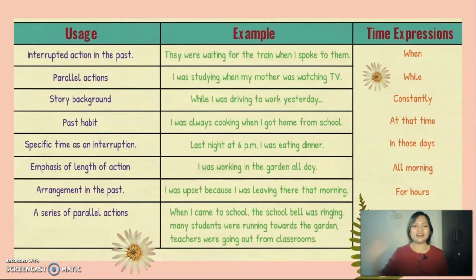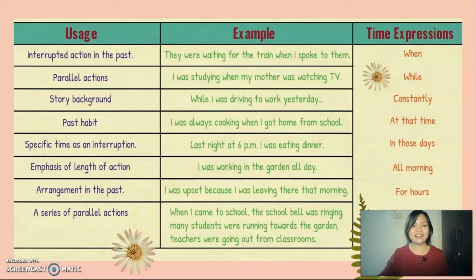Okay? Next, we have past habit. The habit that we always did in the past that maybe we don't do anymore in the present. So, I was always cooking when I got home from school. I was always cooking. You see that?